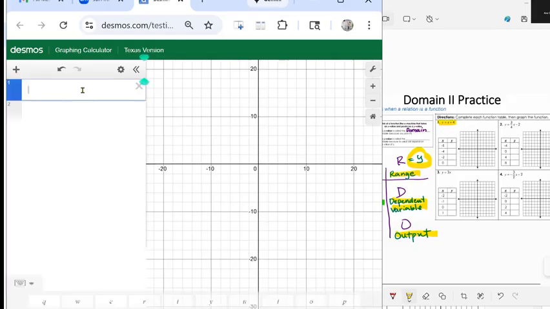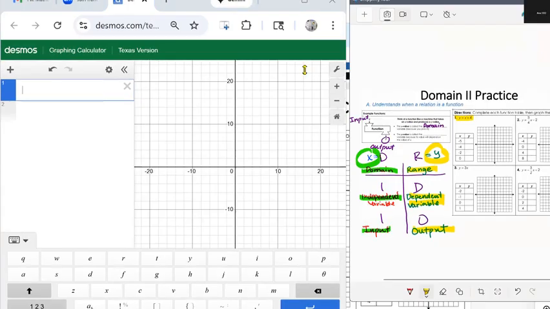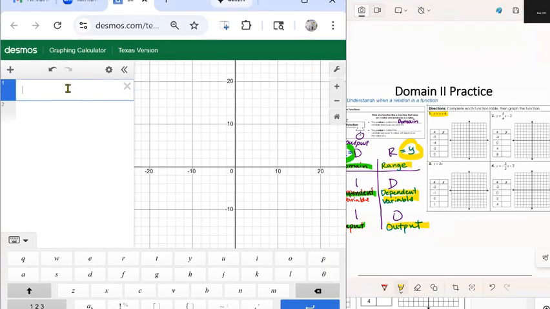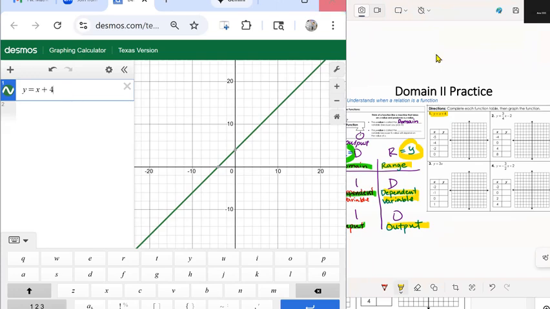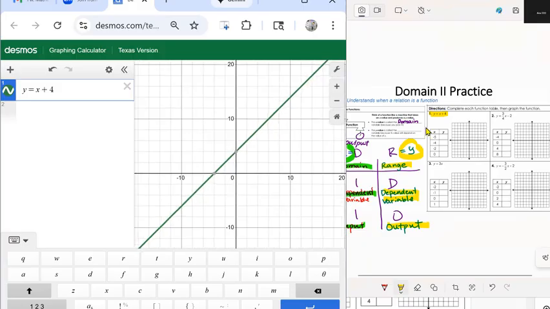I'm just going to type that. It's like typing y equals x plus 4. So my graph, that's what they're asking me to graph here. I will do that later, but I want to show you the easy way. I type this equation in here, it gives you the graph.